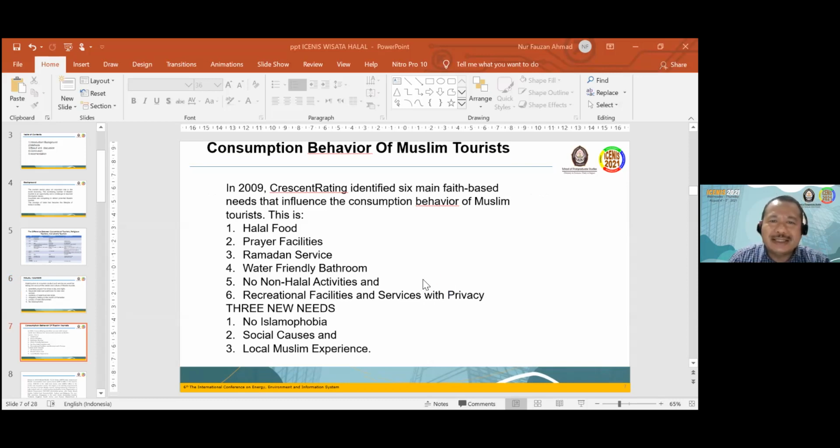The Citizen Rating Index identified 6 main faith-based needs that influence the consumption behavior of Muslim tourists. They are halal food, prayer facilities, Ramadan service, water-friendly bathrooms, no non-halal activities, and recreational facilities and services with privacy. And there are 3 new needs this year: no Islamophobia, social causes, and local Muslim experience.